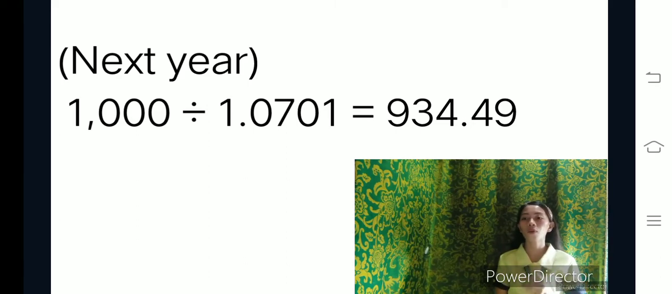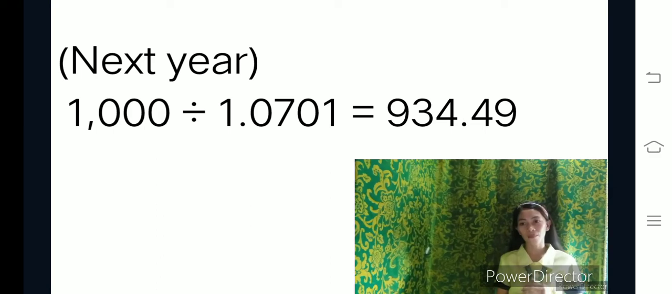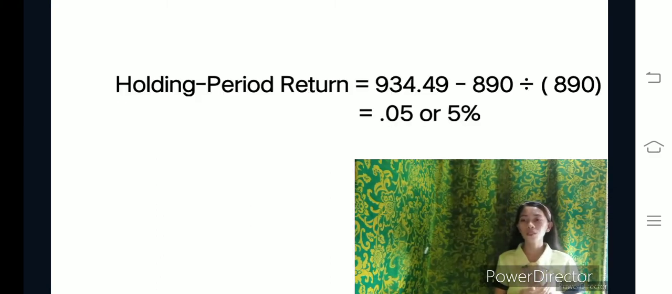That's why it becomes 1.0701. So if we compute 1,000 divided by 1.0701, it will become 934.49. So to get the holding period return, we will just subtract the two. First is 934.49 minus 890, divided by 890. That answer would be 0.05 or 5%.